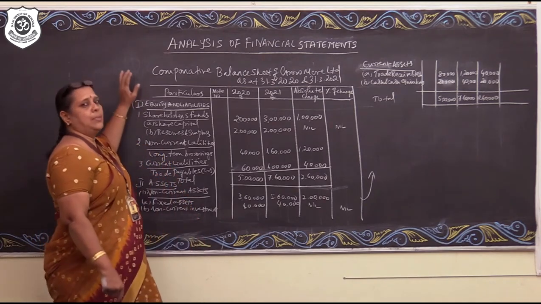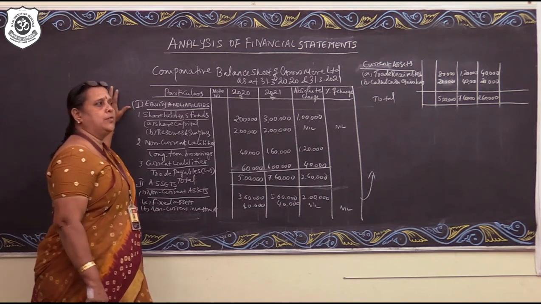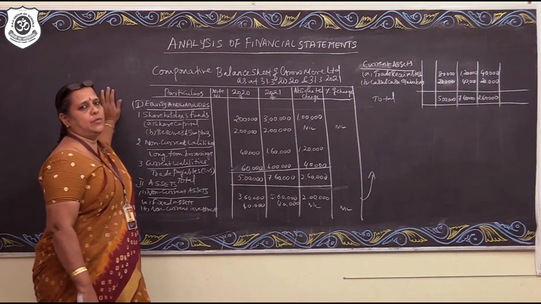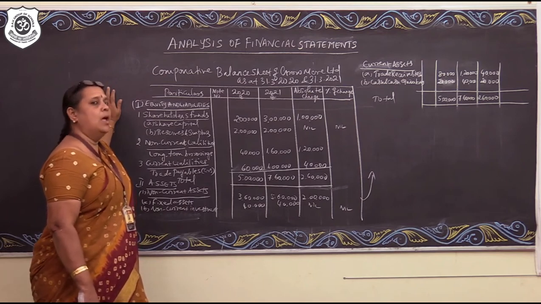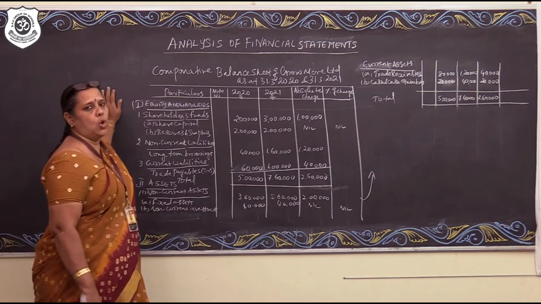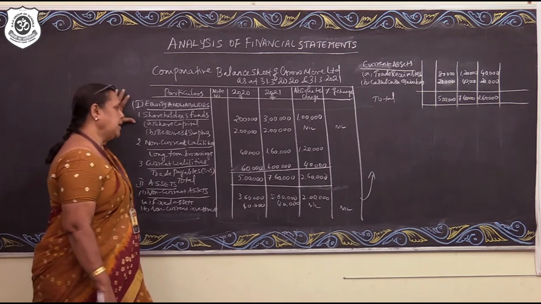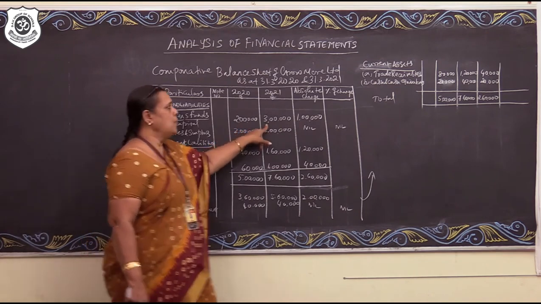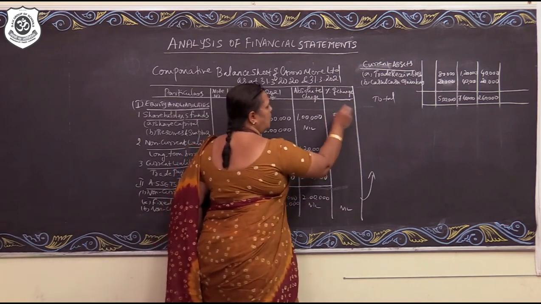Now, the first example that I have given is comparative balance sheet of Grow More Limited as of 31st March 2020 and 31st March 2021. So, the base year is 31st March 2020, the year ending 31st March 2020 is the base year, upon which we are going to compare the performance of the results of the year ending 31st March 2021. Now, share capital, base year information is 2 lakhs, current year information is 3 lakhs. So, there is an increase of 1 lakh. So, the percentage of increase will be 50%.